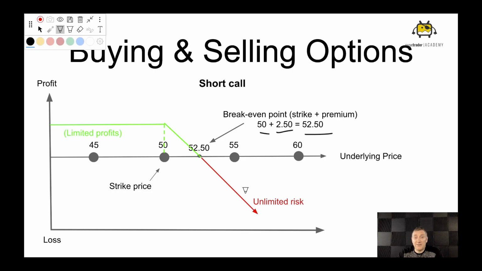Wonderful. Everything above $52.50, we're going to lose on. That's unlimited risk. Again, this thing can go to infinity. And remember, this is just basic stuff. We've got ways to mitigate all this stuff, so don't worry about that.